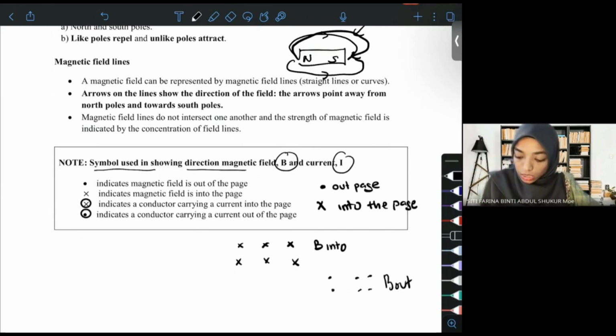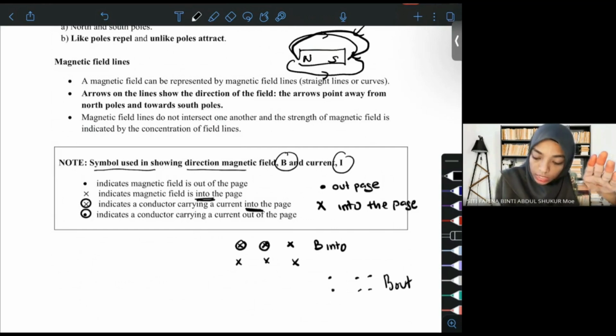Okay, this is the direction. Begitu juga boleh guna untuk indicate the direction of I. Okay, to indicate the direction of I dekat sini. Okay, kalau dia guna cross, kadang-kadang dia akan bulat lah. Tapi tak wajib bulat, tapi cross indicates that the current is into the page. Okay, yang penting cross into the page, dot adalah out of the page.